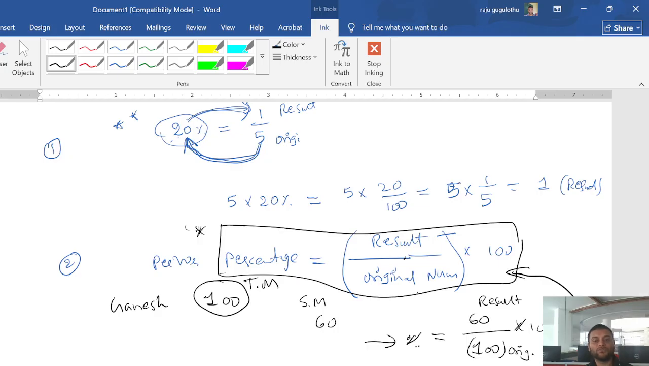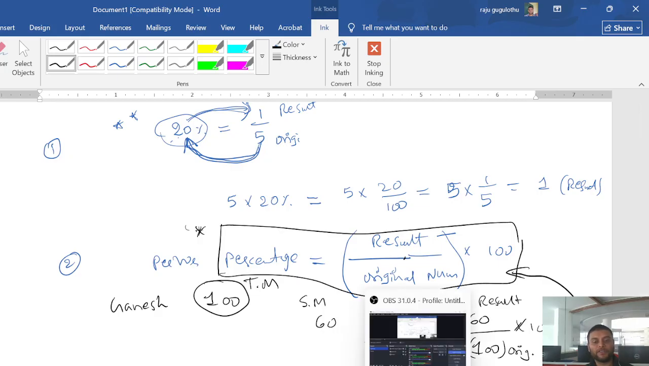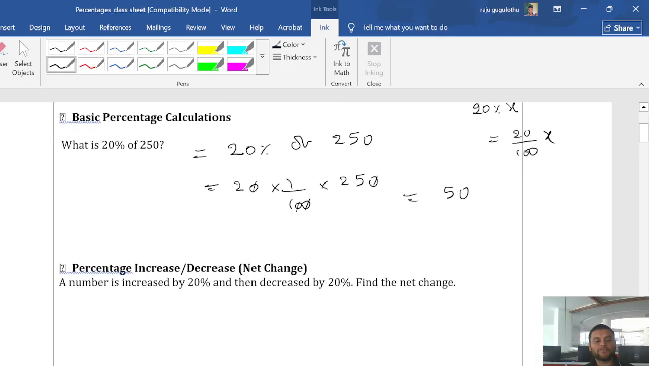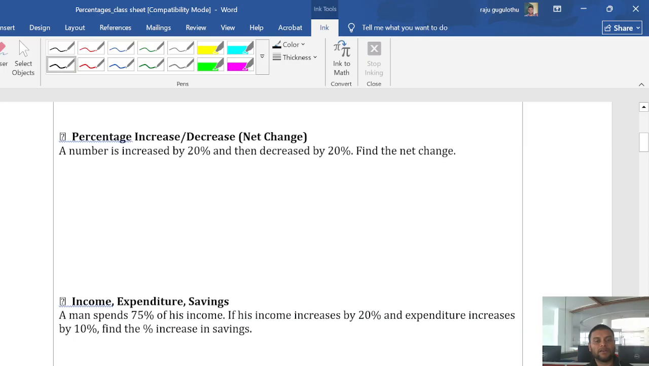Now let us go to the next question. This question is about percentage increase and decrease, and it says a number is increased by 20 percentage and then decreased by 20 percentage. Then find the net change.